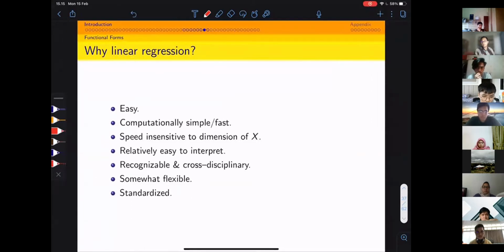Now let's go to this slide and discuss why we want to do linear regression. We want to do linear regression because it's very easy.